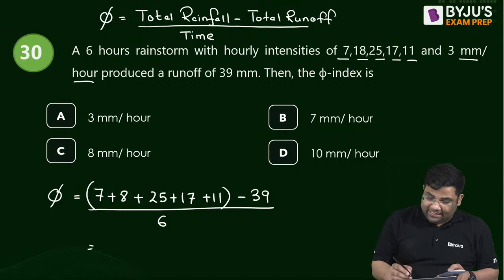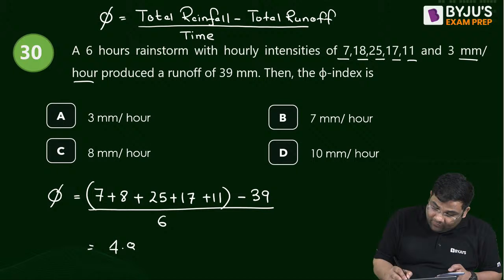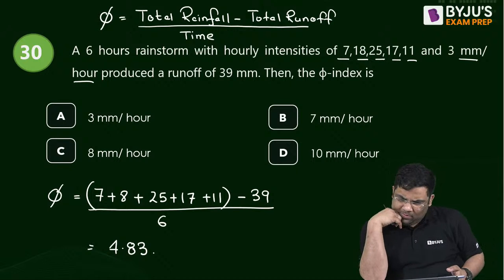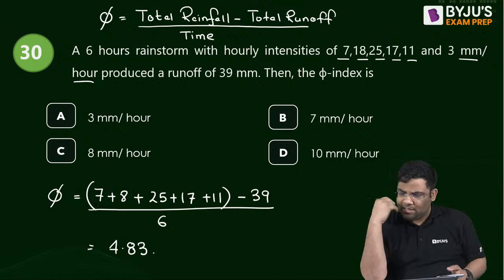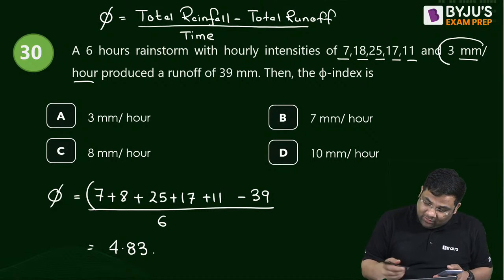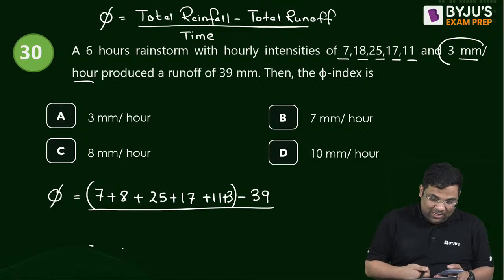Yes, we are getting 4.83. Something is the problem. Okay, 4.83 I'm getting. So you see this 3 mm, 3 is not added. Yeah, that's what I was feeling, that some problem is there. So 7 plus 8 plus 25 plus 17 plus 11 plus 3 minus 39 divided by 6.